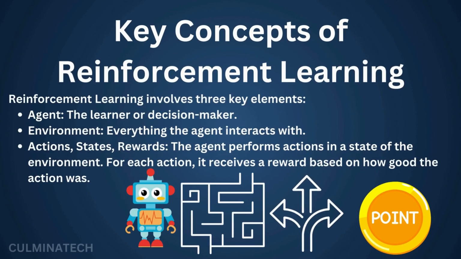Let's look at key concepts of reinforcement learning. Here we have an agent, environment, actions, states, and rewards. The agent is the learner or decision maker in reinforcement learning. It interacts with the environment to achieve specific goals. For example, in a game, the agent could be the player making moves to win.